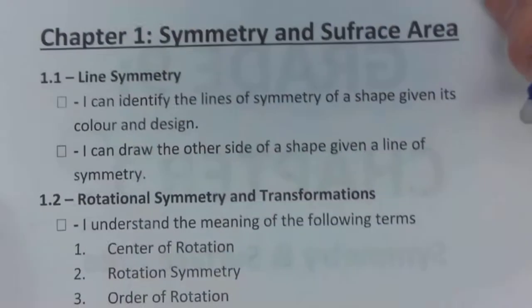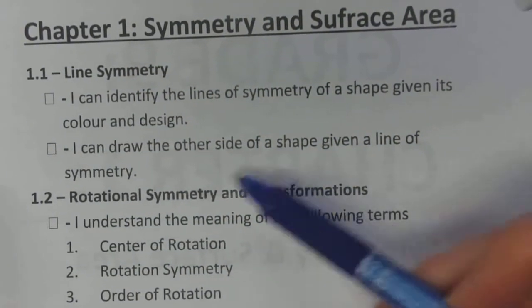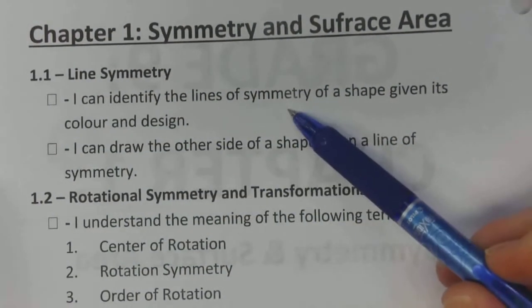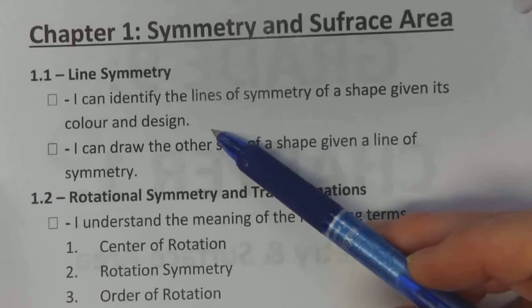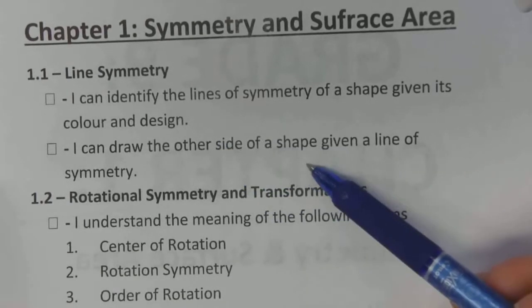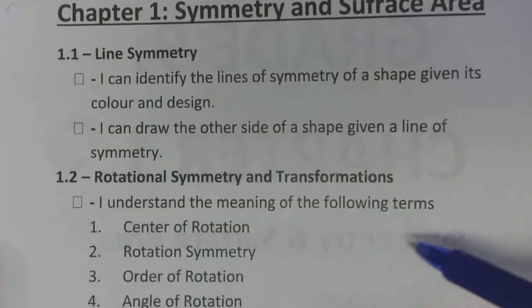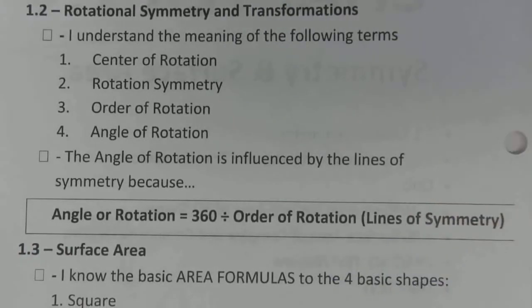Inside of the cover, we've got our I can statements for today. I can identify lines of symmetry of a shape given its color and design, and I can draw the other side of a shape given a line of symmetry. And then we've got some more for the rest of the chapter as well.